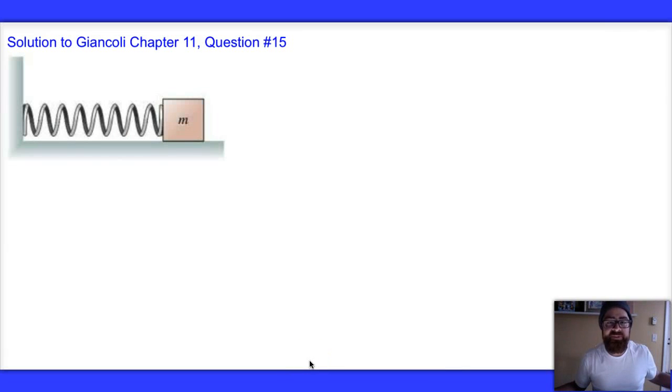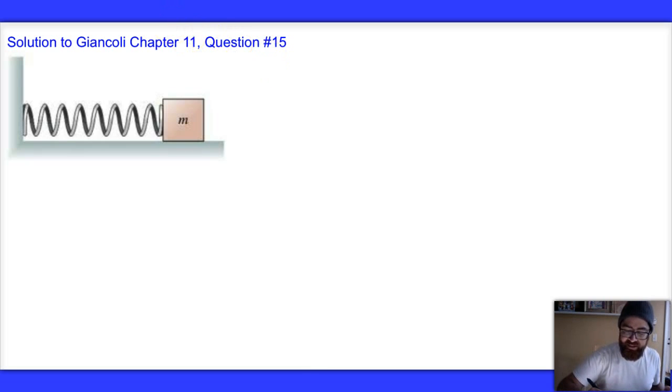This is problem number 15 in chapter 11. It reads, a mass sitting on a horizontal frictionless surface is attached to one end of a spring, the other end is fixed to a wall. 3 joules of work is required to compress the spring by 0.12 meters. If the mass is released from rest with the spring compressed, the mass experiences a maximum acceleration of 15 meters per second squared. Find A, the stiffness constant, and B, the mass.